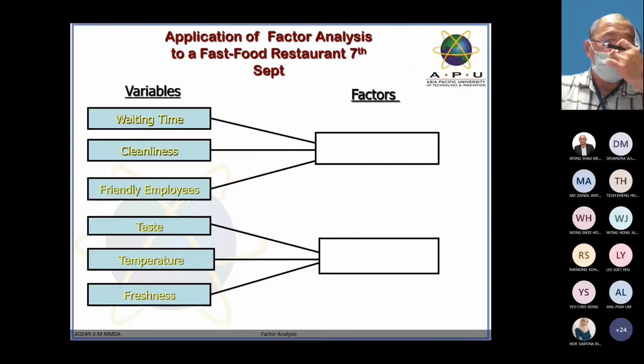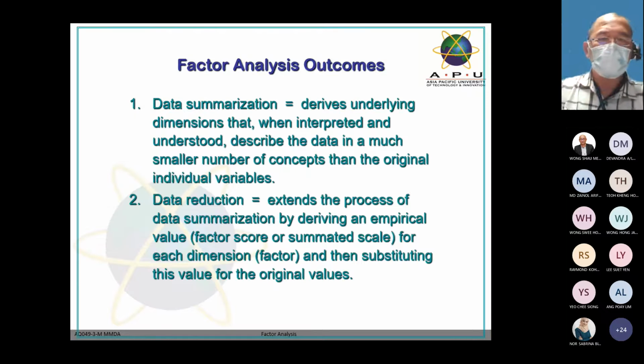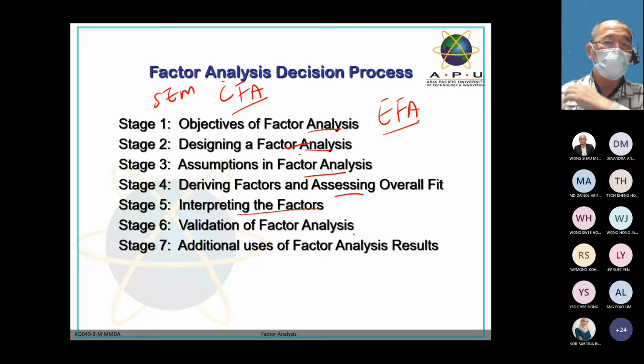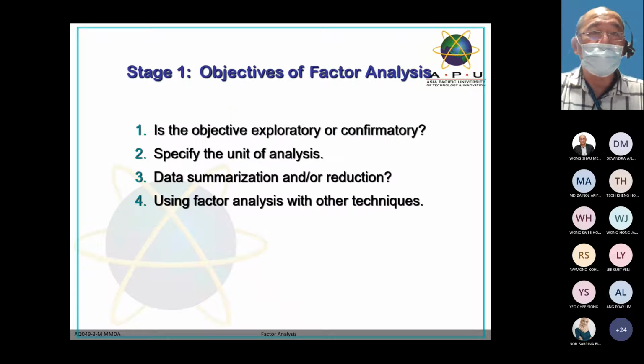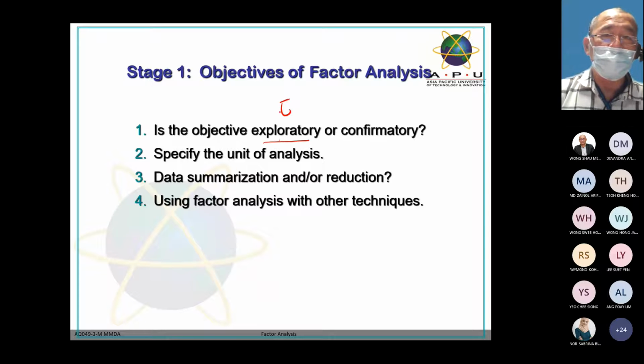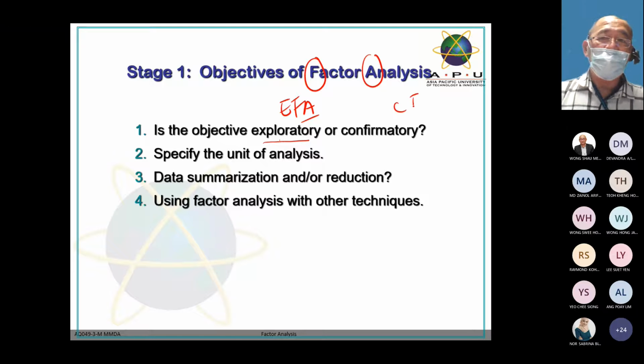So now we are here. We also discussed a little bit earlier the validation of the factor analysis, and also the additional use of the factor analysis result. We do this now. In this chapter we only see the exploratory FA, FA meaning factor analysis. CFA will be for SEM, discussed later at the end of the chapter, the final chapter.